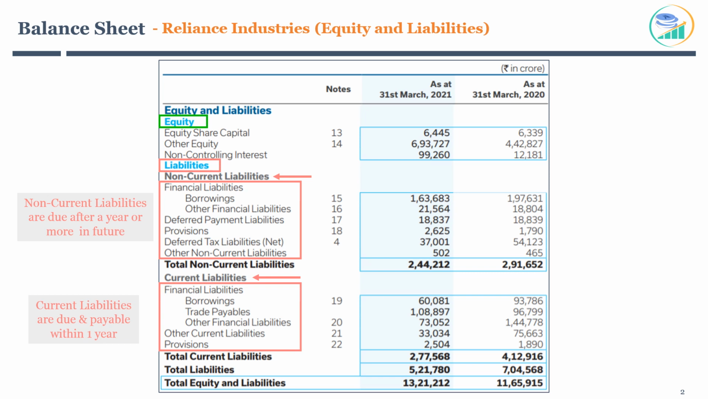The next important line on the balance sheet is shareholders' equity. It includes equity share capital and other equity. Equity share capital is funds collected by the company through the IPO process. Other equity includes profit retained by the company over the years on the balance sheet. This is also called reserve and surplus.